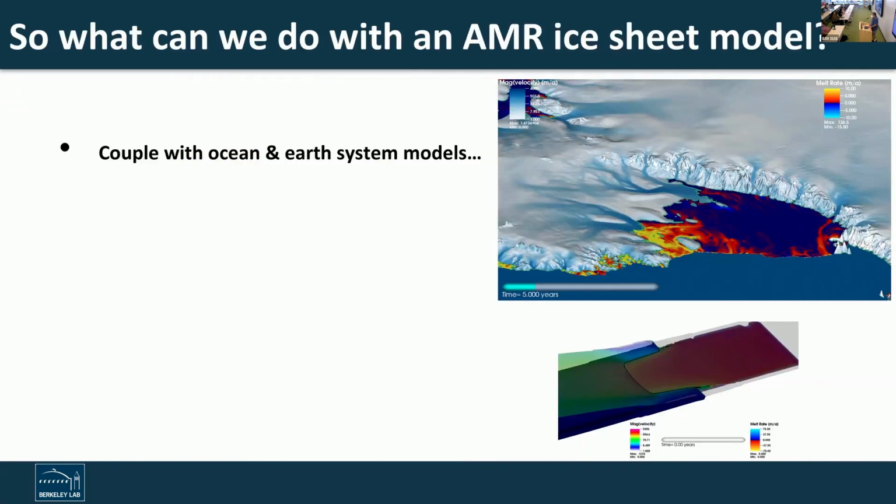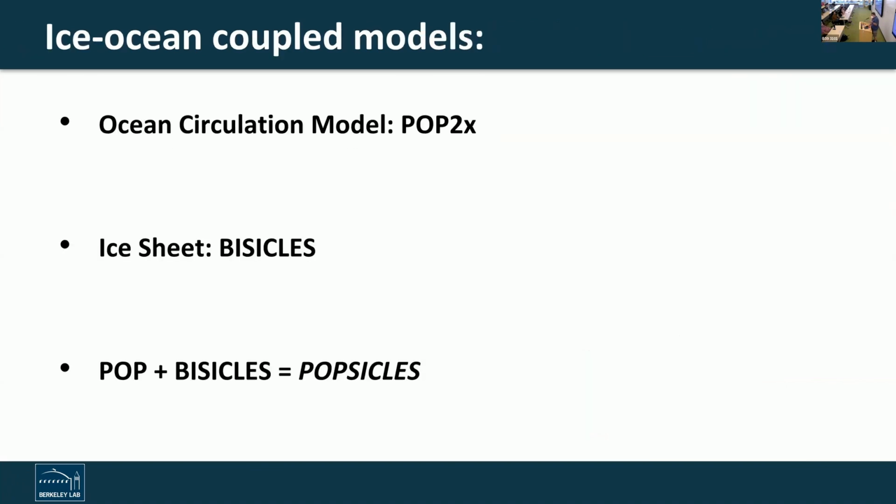So once we have this model, what can we do with it? The first thing we can do is start coupling it with ocean models and earth system models. The first thing we did was couple to an ocean model, because remember, there's all this ocean forcing that we care about. We coupled BISICLES to the ocean circulation model POP, and you can imagine that makes popsicles.